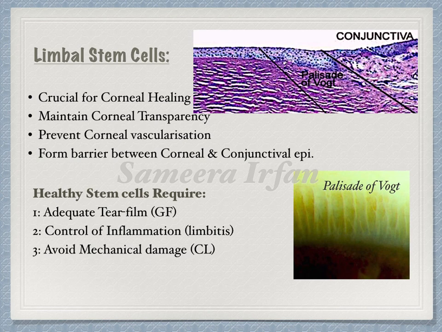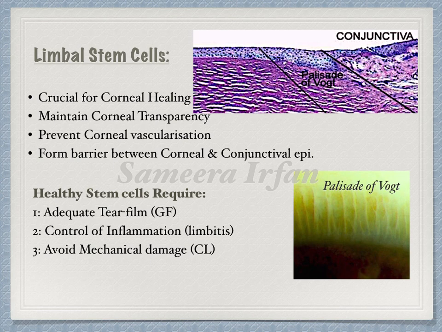So, limbal stem cells also provide a barrier to conjunctival epithelial cells, thus preventing them from migrating onto the surface of the cornea, and conjunctivalization of the peripheral cornea, with the presence of opaque goblet cells and an unstable epithelium, occurs in these conditions.